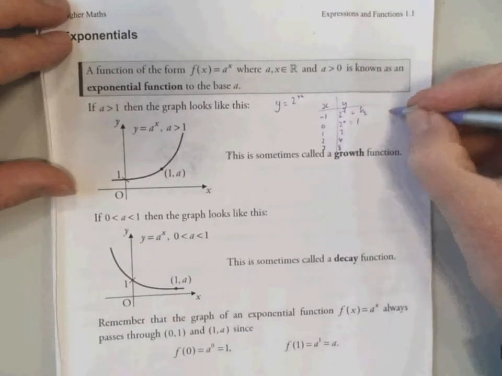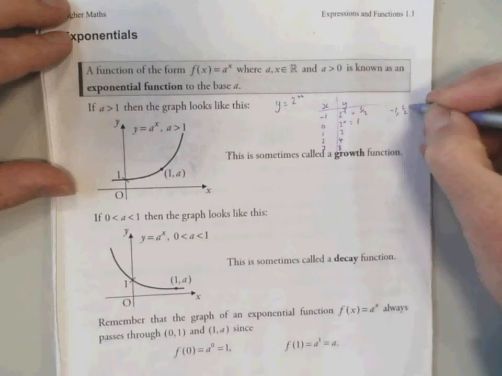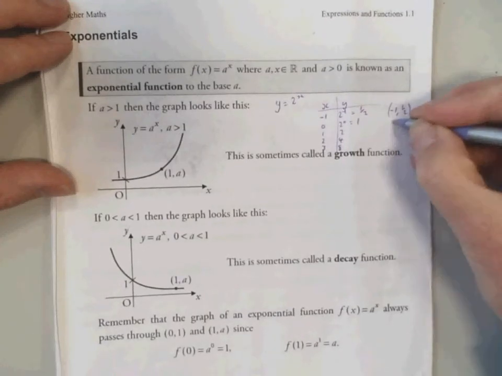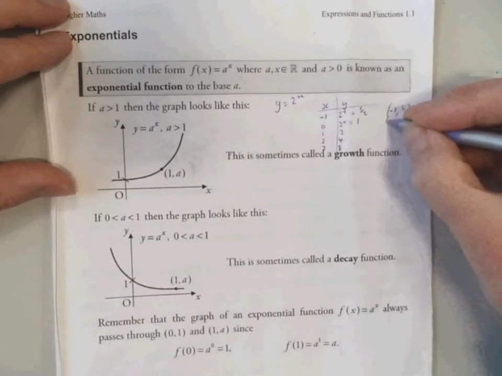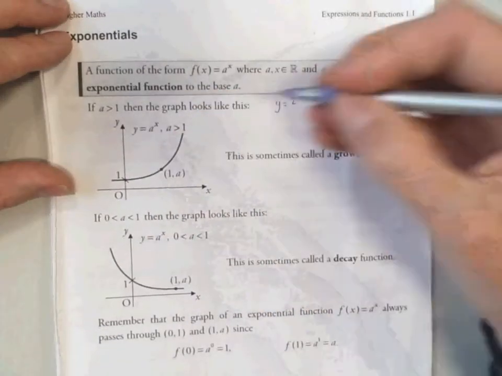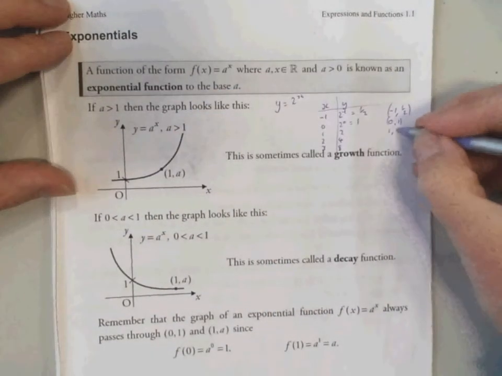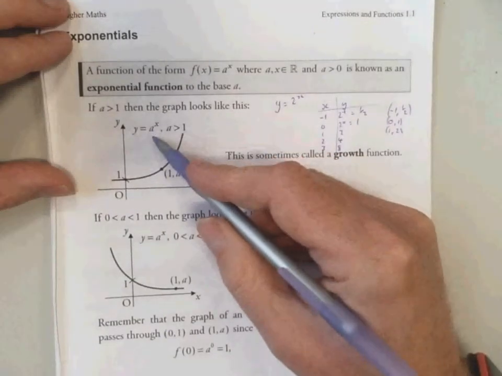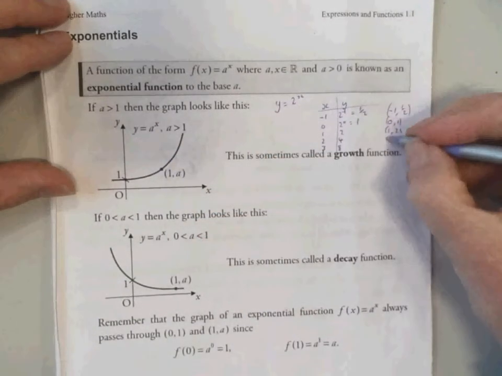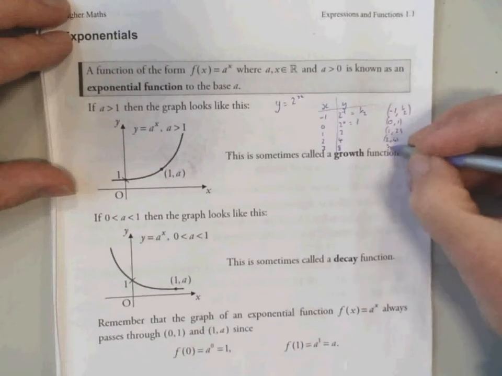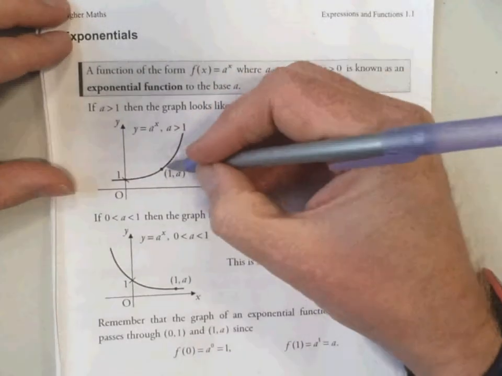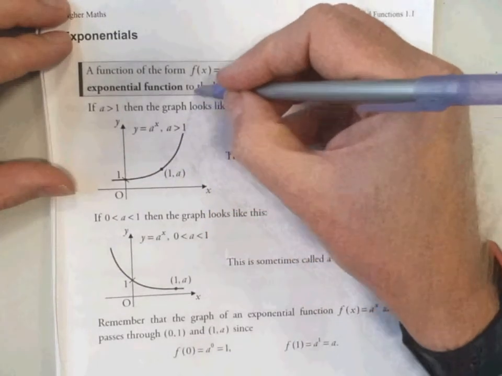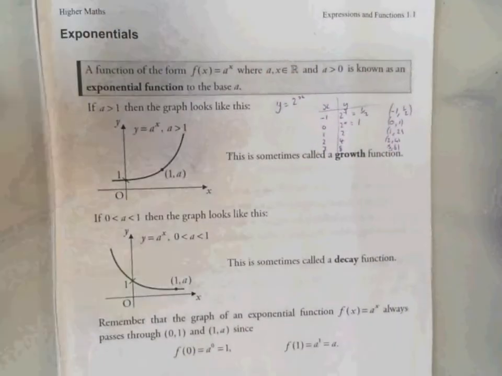So the coordinates on that curve will be (-1, a half), (0, 1), which is this point here no matter what the value of a is, (1, 2), which would be this point here if it was y equals 2 to the power x, then (2, 4) and (3, 8). So this is just going to increase and increase and get very, very steep very, very quickly.